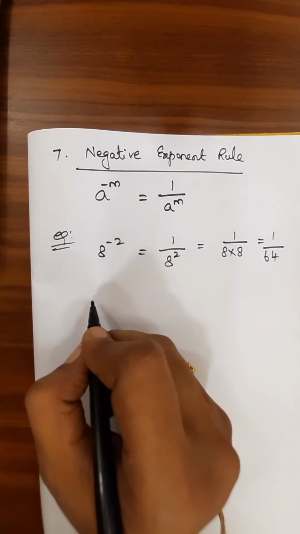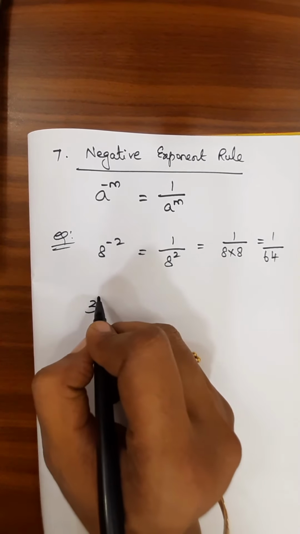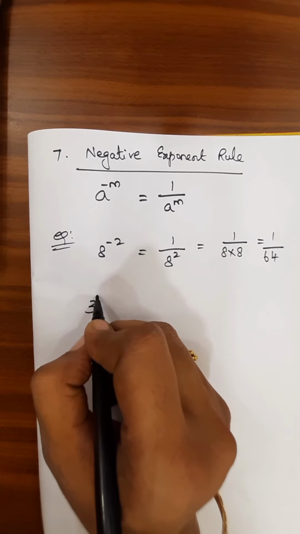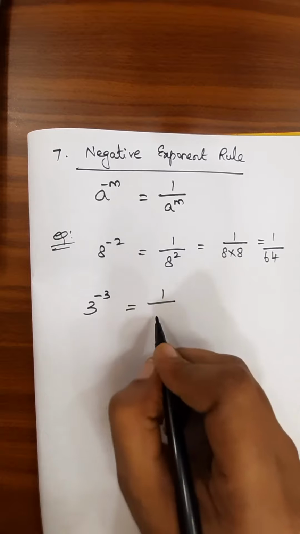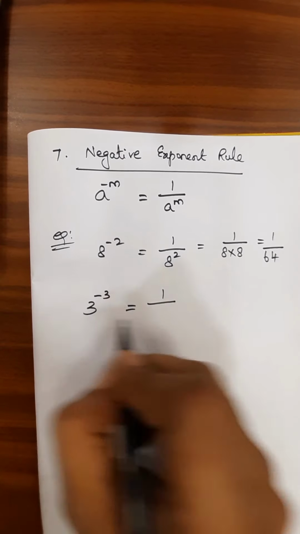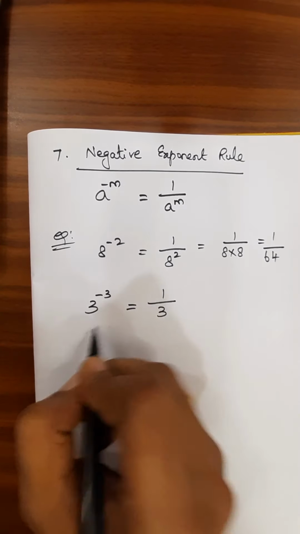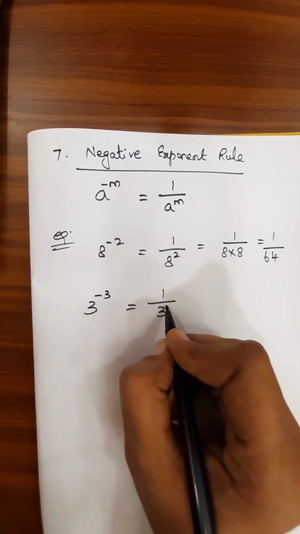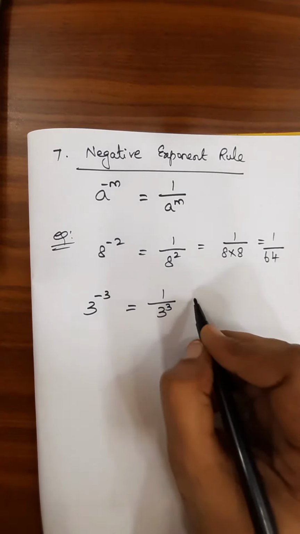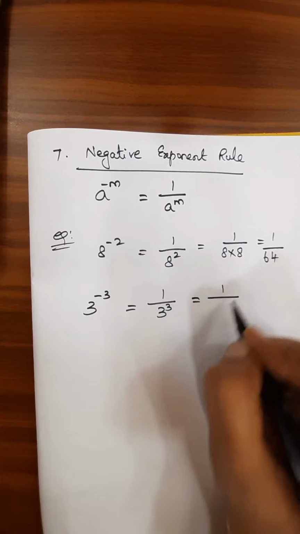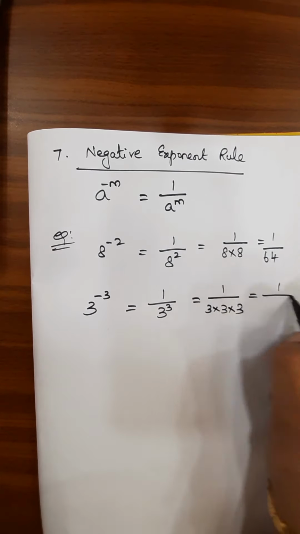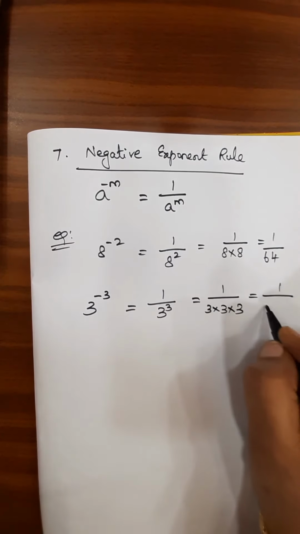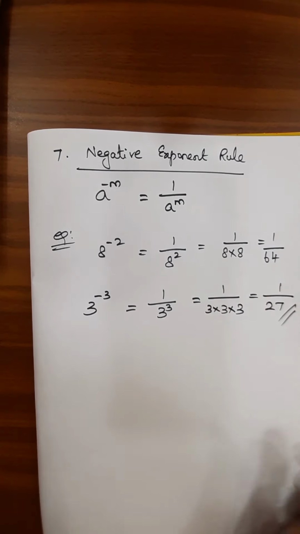Clear? Another example, 3 to the power of minus 3. Let's see, simply take the reciprocal of the number. 3 by 1 will become 1 by 3 and automatically the power will become positive. So 1 by 3 cubed, which is equal to 1 by 3 into 3 into 3. 3 3s are 9, 9 3s are 27. So 1 by 27 is the answer.